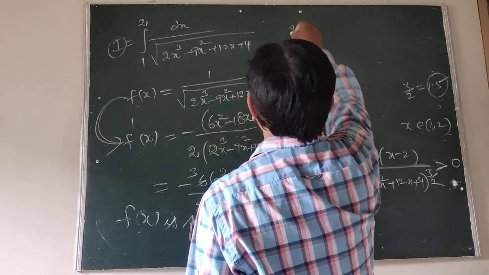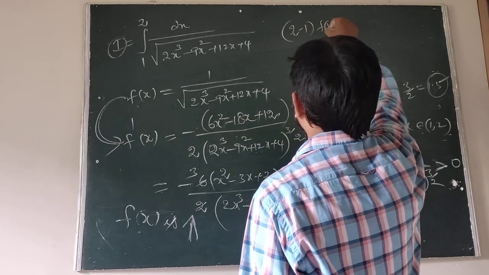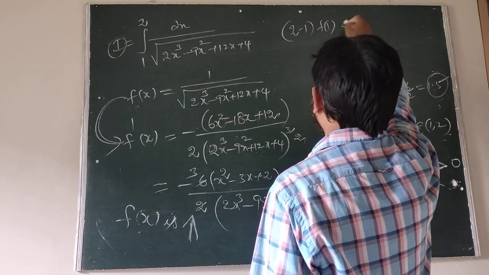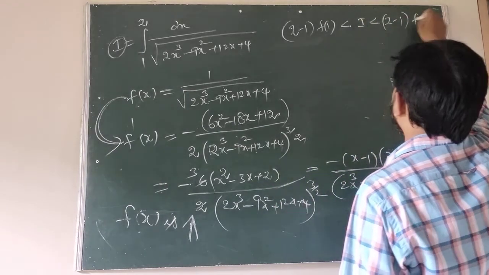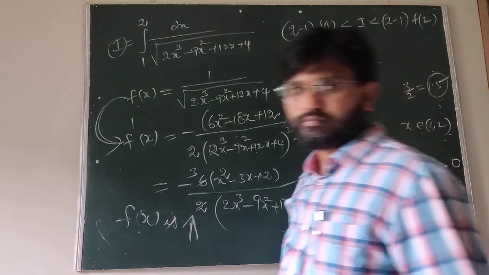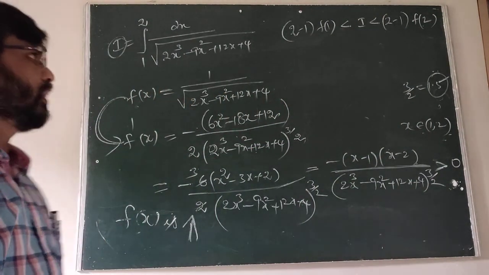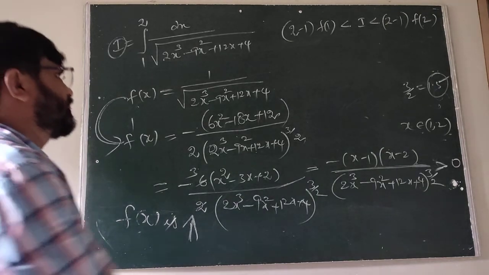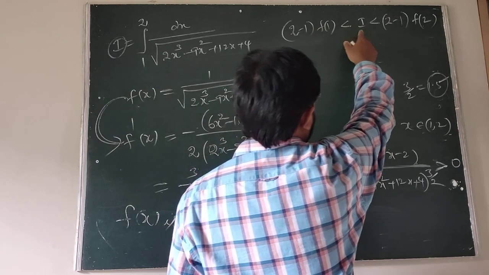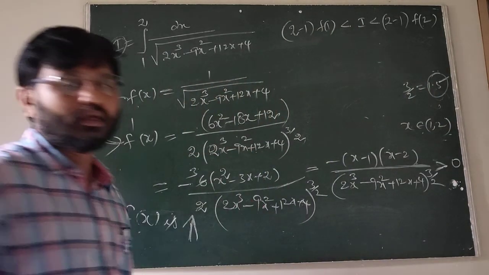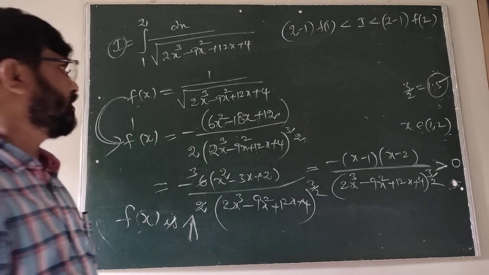Therefore, when it is an increasing function, we can write 2 minus 1 into f of 1 is less than I, less than 2 minus 1 into f of 2. This is the inequality. Suppose it is a decreasing function, we can write 2 minus 1 into f of 1 is greater than I, greater than 2 minus 1 into f of 2. Is it clear or not? Therefore, here 2 minus 1 is 1.